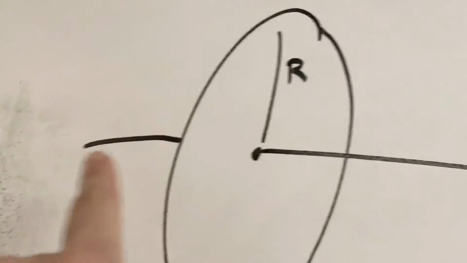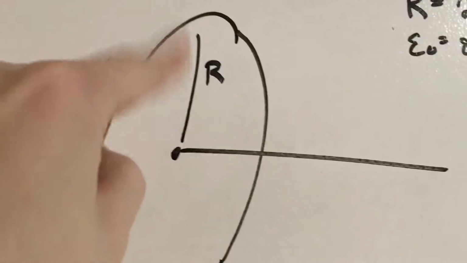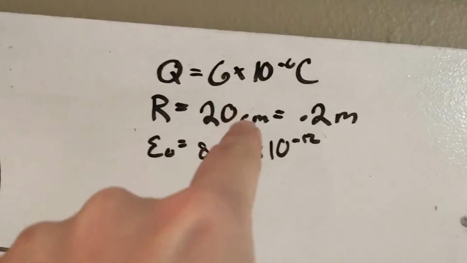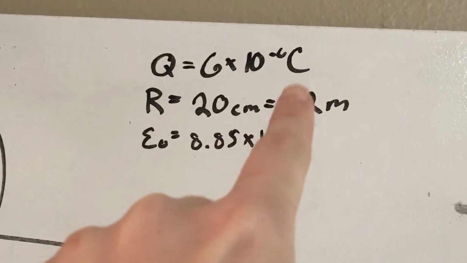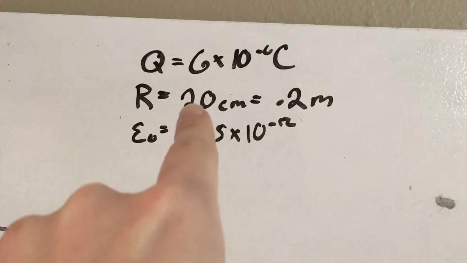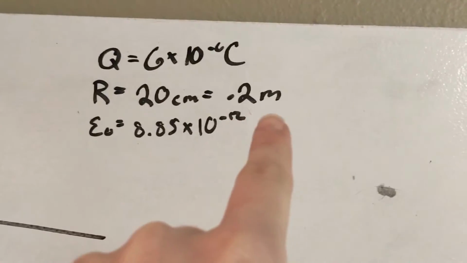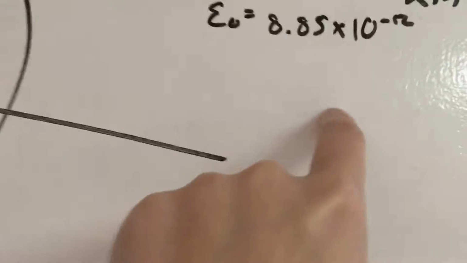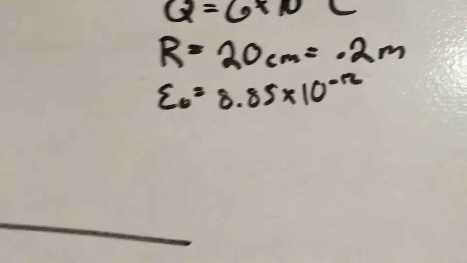So I have drawn a figure. I have it going along the axis, and this is my radius r. So I have q, which is my charge, 6 times 10 to the negative 6 coulombs, my radius, which is 20 centimeters, which I converted to 0.2 meters, and for my equation I have the epsilon naught value 8.85 times 10 to the negative 12.